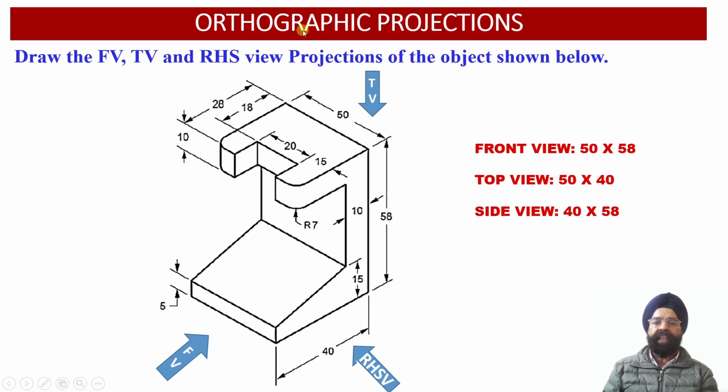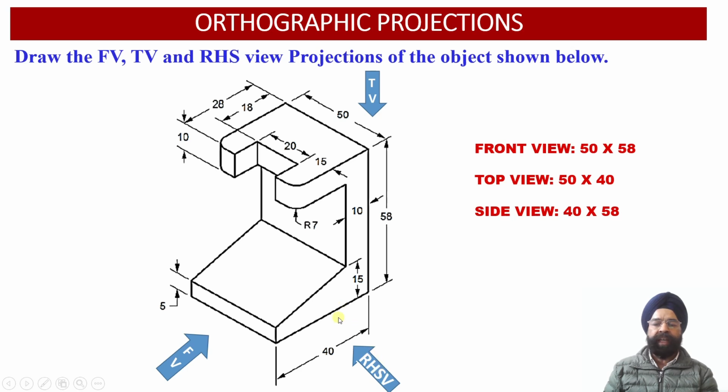Similarly, when we look at this object from the top view orientation, we observe that the width of the solid is 50 millimeter, while the depth of the solid is 40 millimeter. So the top view orthographic projection dimensions will be 50 millimeter width and 40 millimeter depth.